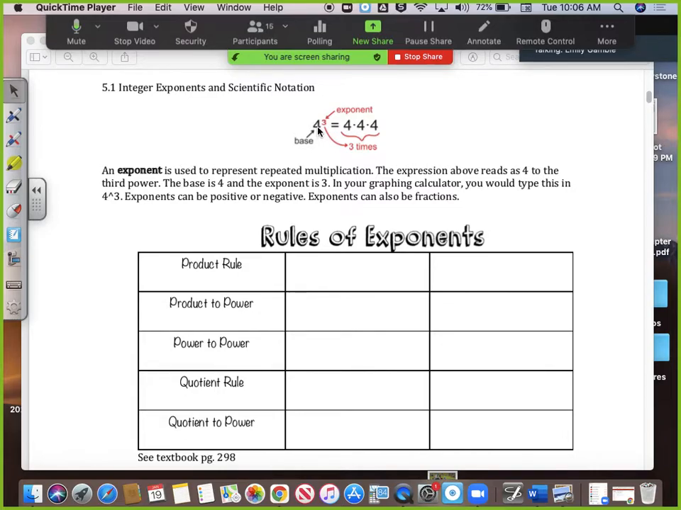To get this solution, you would either expand it by hand to be 4 times 4 times 4 and hit enter in your calculator, or your calculator also has the ability to put the exponent in using the little caret button, which is above the division symbol. You would just hit 4, then the caret button, 3, equals, and it would simplify it for you. So an exponent is used to represent repeated multiplication. The expression above reads 4 to the third power. Like I said, the base is 4, the exponent is 3. Exponents can be positive or negative, and exponents can also be fractions.